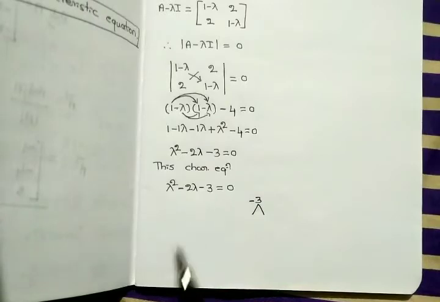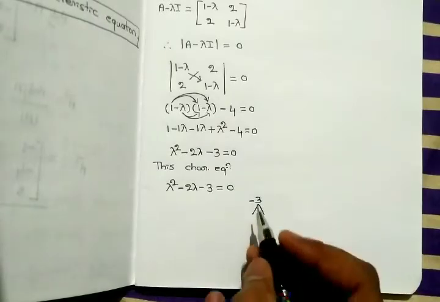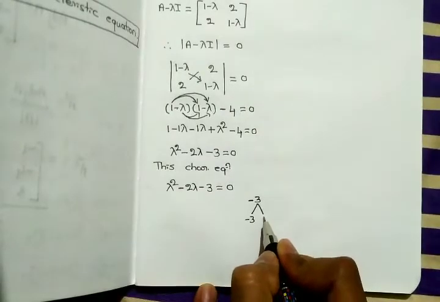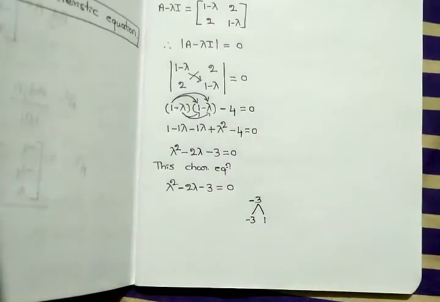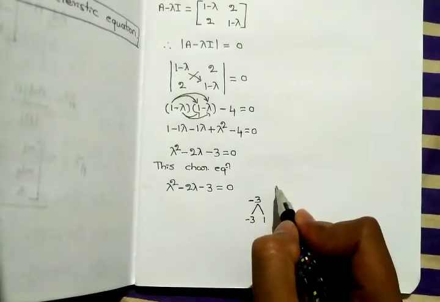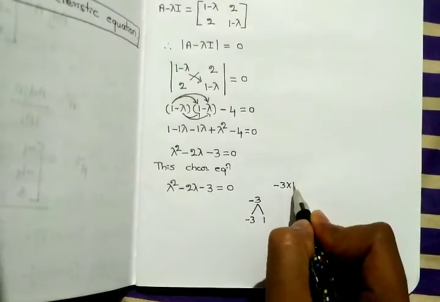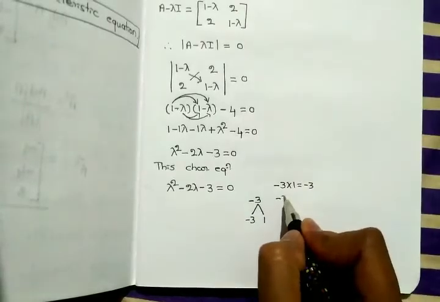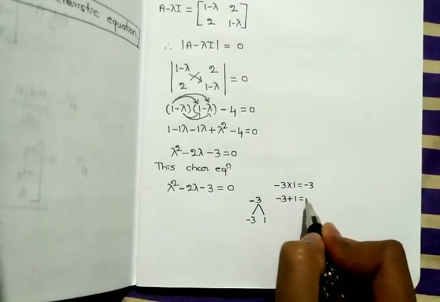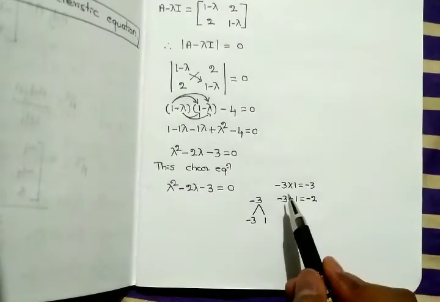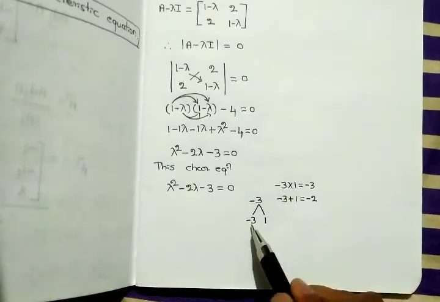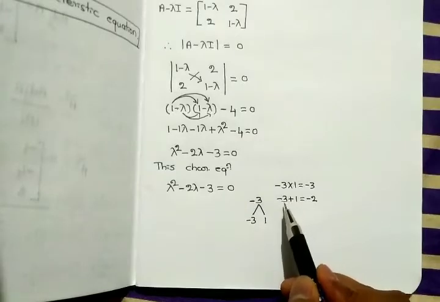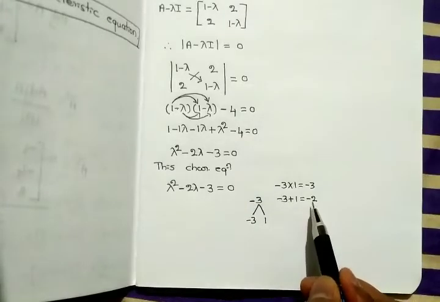Therefore the values are minus 3 and 1, correct? Minus 3 into 1 is minus 3, and minus 3 plus 1 is minus 2. After multiplication of these two values you are getting minus 3. After adding or subtracting the values, what are you getting?